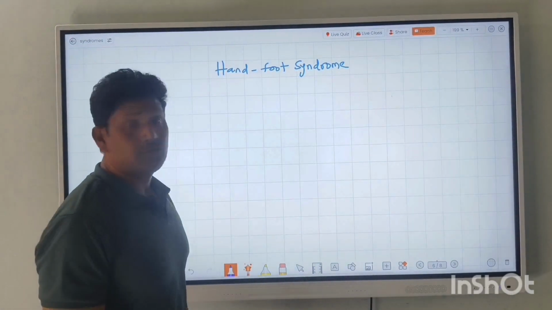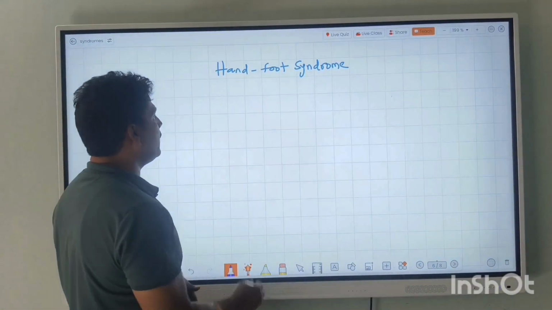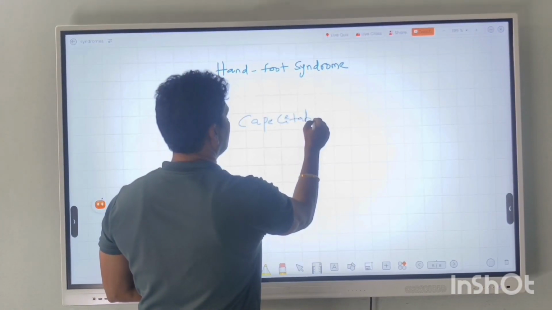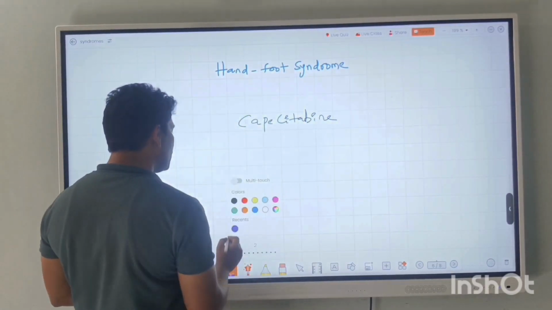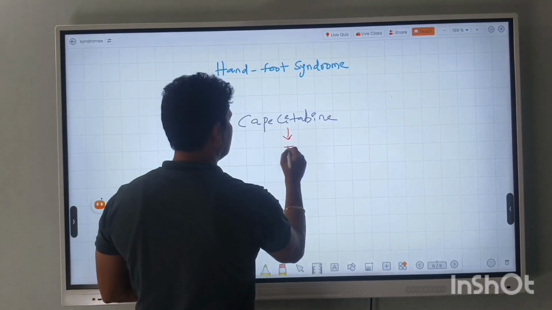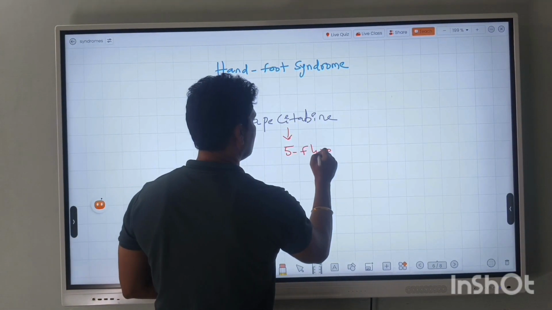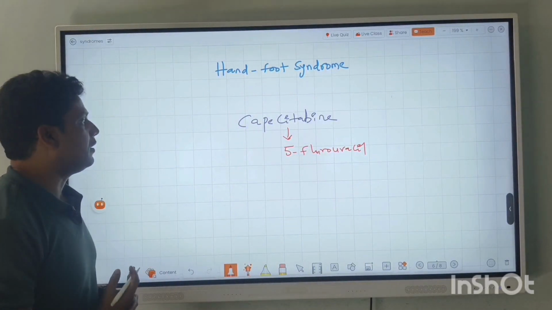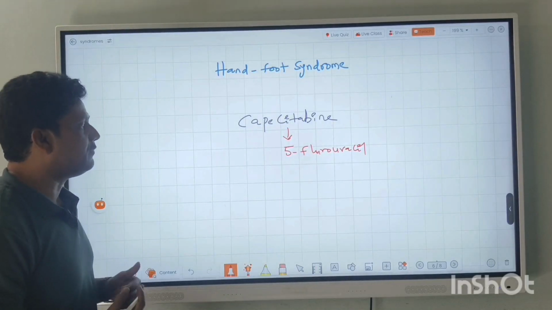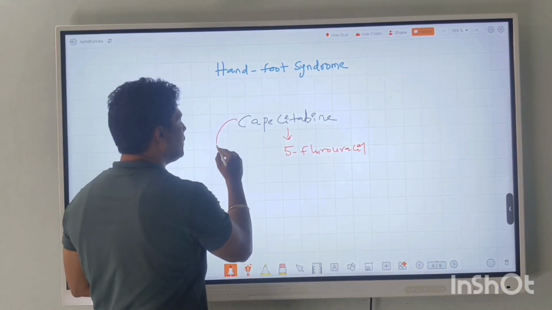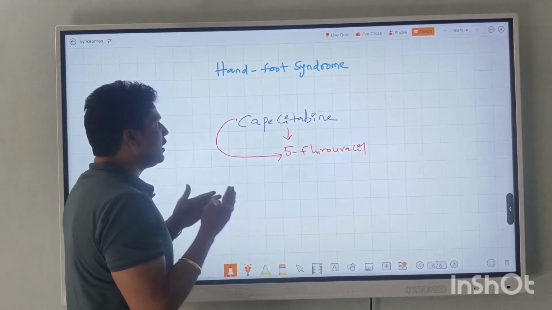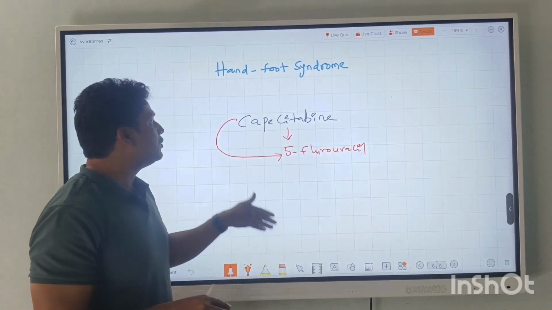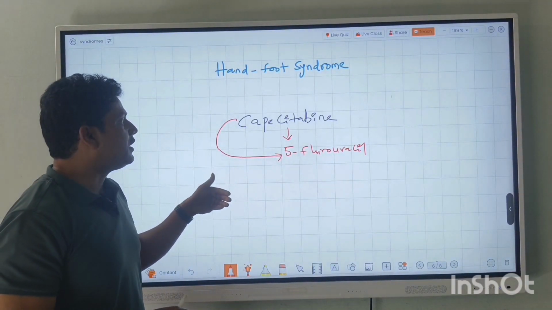Next syndrome is hand-foot syndrome. Hand-foot syndrome is caused by the drug known as capecitabine. It is a prodrug of 5-fluorouracil. So these two are antimetabolites, pyrimidine antagonists, capecitabine and 5-fluorouracil. So after metabolism, capecitabine turns to 5-fluorouracil. Capecitabine enters into the tumor cells and then it turns to 5-fluorouracil. So these two are anti-cancer agents.